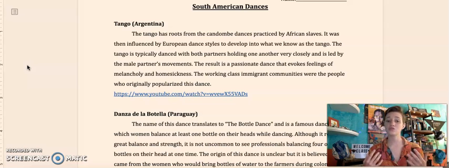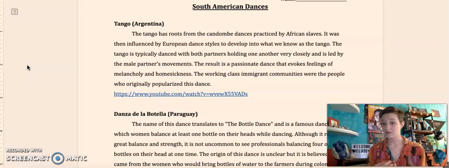And so the tango is usually danced with both partners holding each other very close, chest to chest, and it's led by the male partner's movements. This is actually a dance that's supposed to evoke huge feelings of melancholy and homesickness. It's a very passionate dance. The working class immigrant communities, those were the people who ended up popularizing the dance, which is where you get those types of feelings of melancholy and homesickness. It's from those working class immigrants dancing, and that's where you get that type of style.